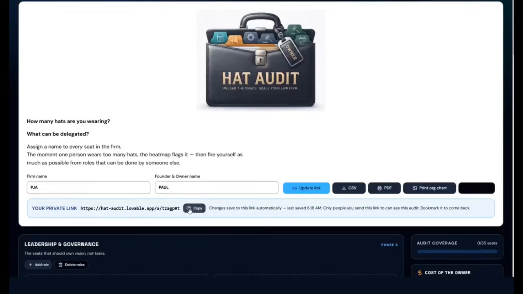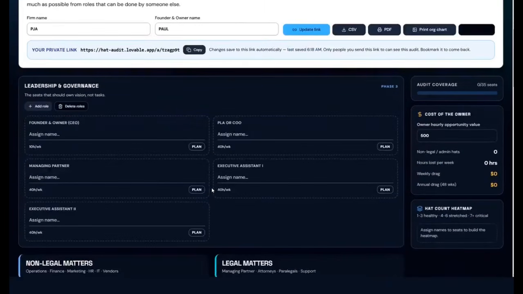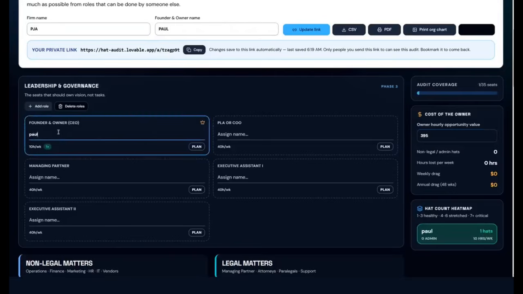But once your link has been set up, then you get into leadership and governance. First, cost of the owner. What's your hourly rate? So you put your hourly rate here. Say it's $3.95. I'm making stuff up. All right. So the founder and owner, this is my make-believe firm. I'm going to say the founder and owner is Paul.